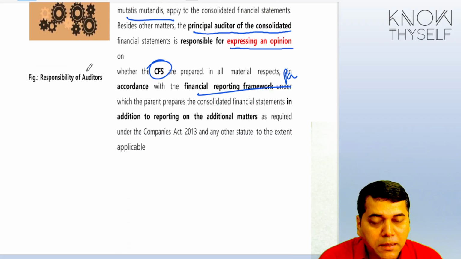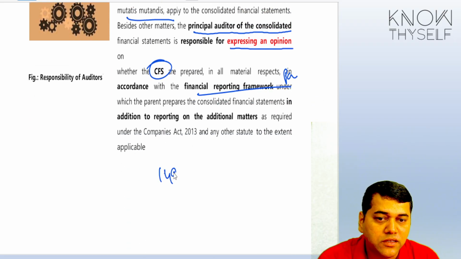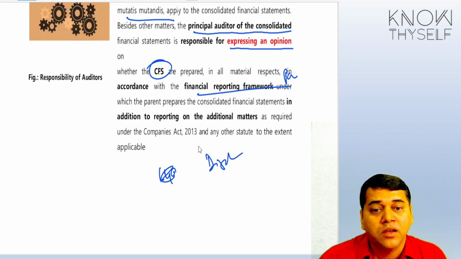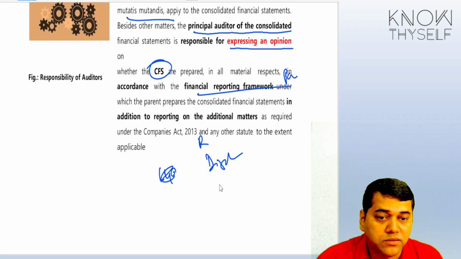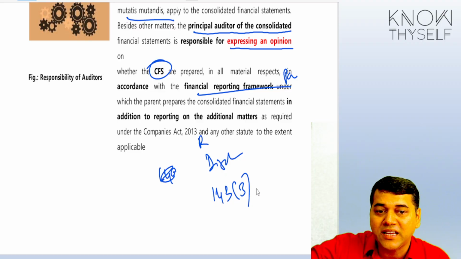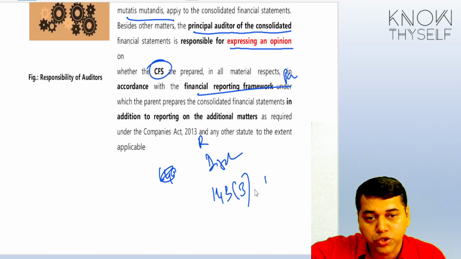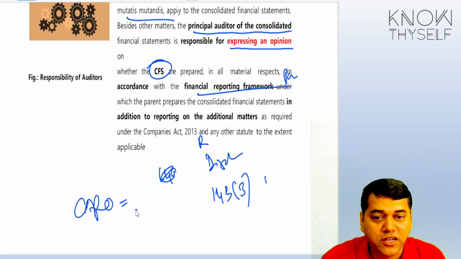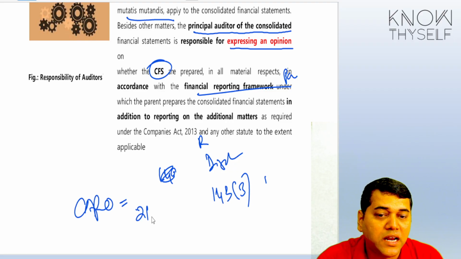Okay, now there can be something more, like section 140. Now one question comes: what should be that additional disclosure? What should be the rules of consolidation? Section 143 subsection 3 talks about reporting requirements. Am I supposed to do it? Is CARO applicable? Yes, which is the last clause, para number 21.